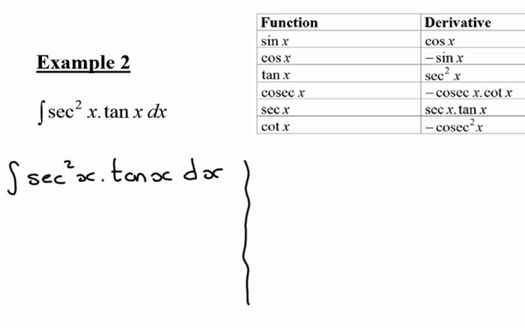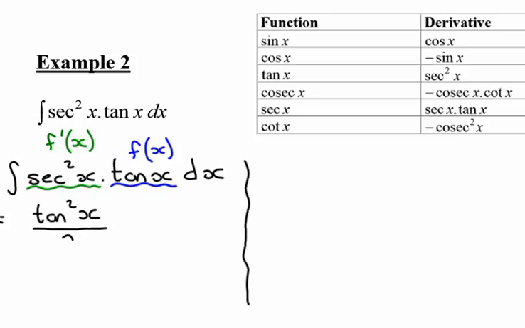Alright, so if I look at my original question, can I immediately see a function and its derivative? Well, if tan x is my function, can I see its derivative? Can I find sec squared x? Yes. So I immediately can see that this is my function and that this is my derivative. Cool. So it fits the pattern. I then just have to add 1 to the exponent of tan x. At the moment it's exponent 1, so it becomes 2. So it becomes tan squared x divided by 2 plus my constant of integration.